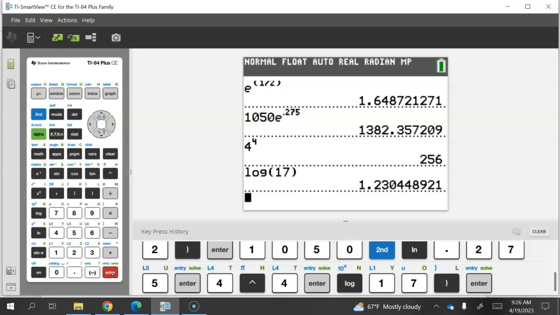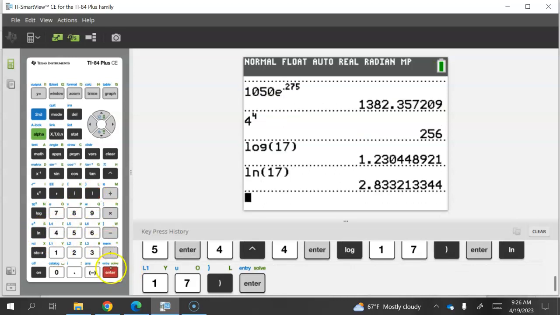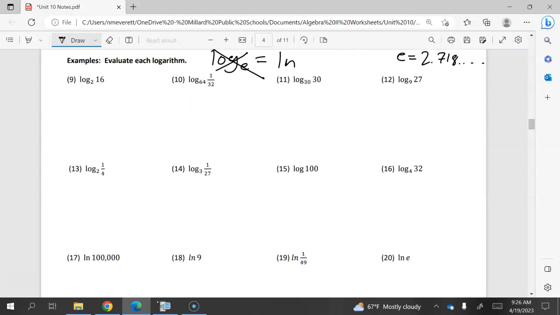That's what we have, okay? So that's the log of 17. Same thing, if I did the natural log of 17, just type that LN there, we'd get that right there. Get two different answers. Okay, so that's your common log, that's your natural log. Let's start evaluating some of these.